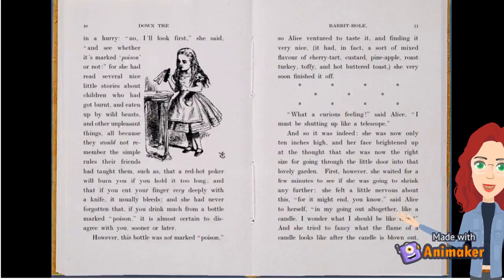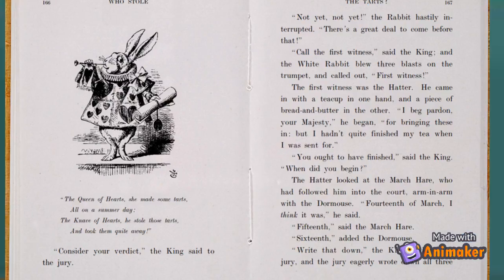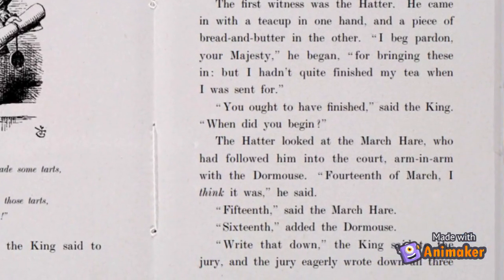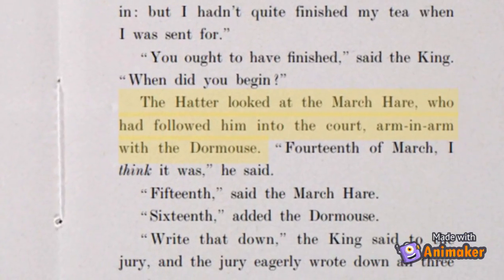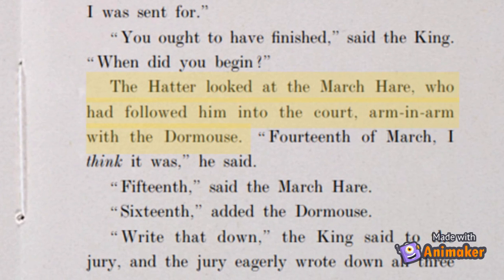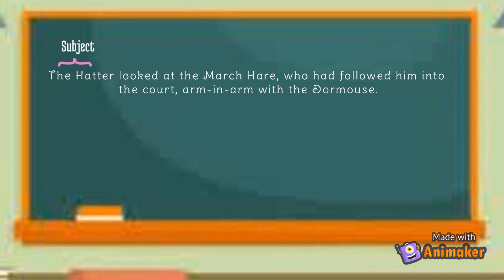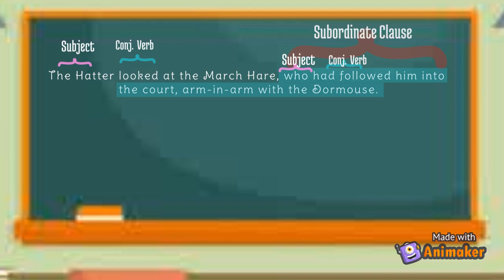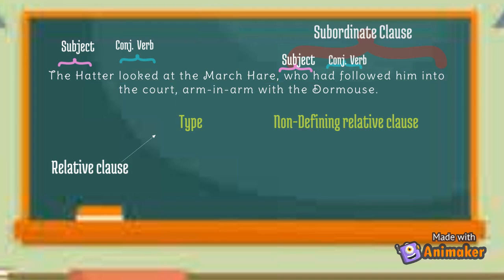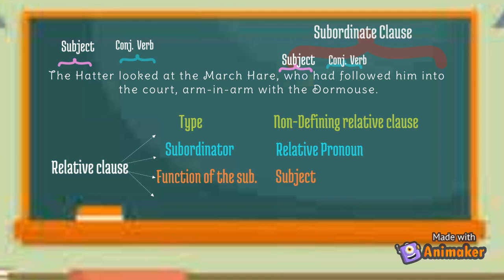And now let's finish our analysis on page 167. Finally, to end our analysis of complex sentences, the last sentence is: "The Hatter looked at the March Hare, who had followed him into the court arm in arm with the Dormouse." We find the subject and the predicate. In the predicate, the main verb or conjugated verb is looked, and the subordinate clause, "who had followed him into the court arm in arm with the Dormouse," corresponds to a non-defining relative clause, whose subordinator is a relative pronoun with the function of a subject, and the antecedent corresponds to a personified animal, the hare.